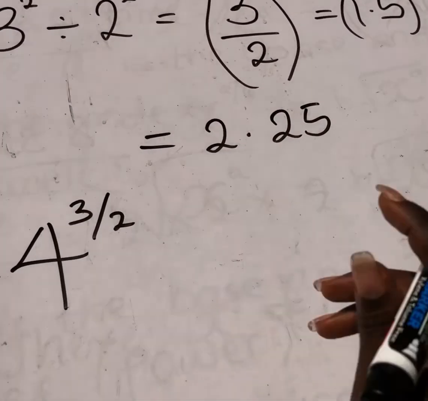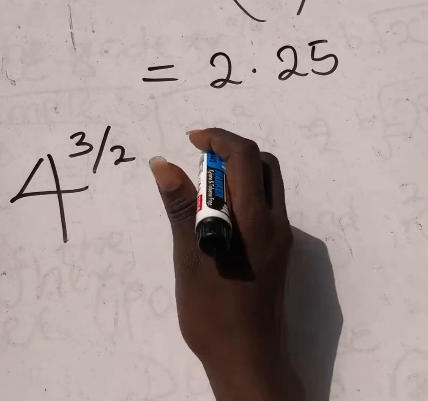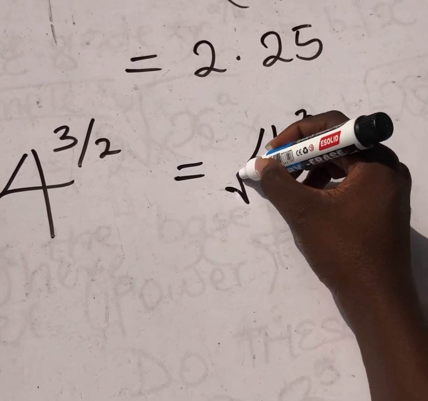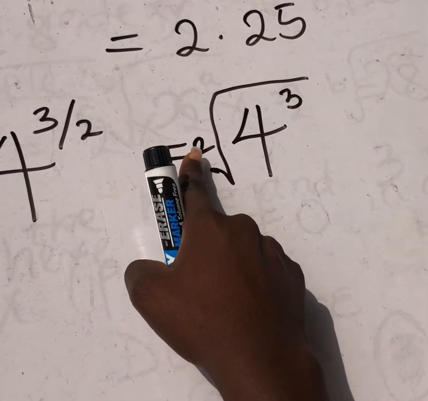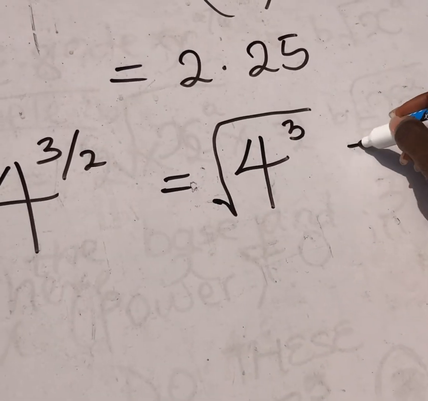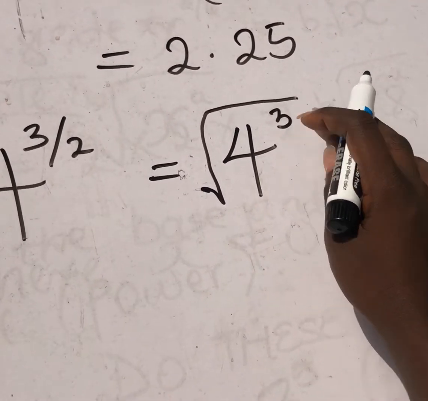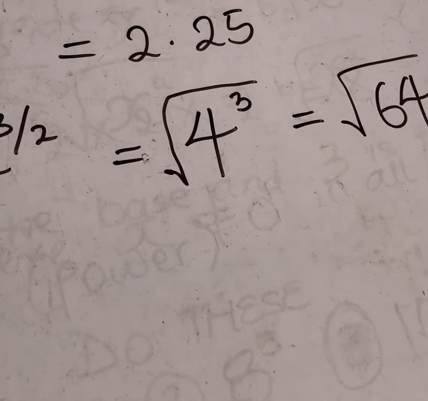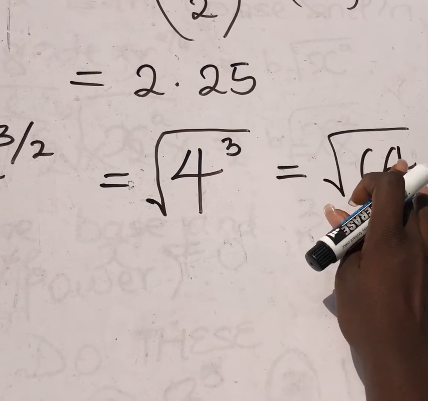For the next example, we have 4 raised to the power of 3 over 2, which will give us 4 raised to the power of 3, root 2. For square root, we do not always write 2 because it's already denoting square root. So there's no point writing 2. I don't know if you get it. But if you have cube root, fourth root, you have to indicate it. But for square root, you don't put 2. So 4 cubed will give us what? 4 times 4 times 4, which will give us 64. So the square root of 64 will give us what? 8. Okay?